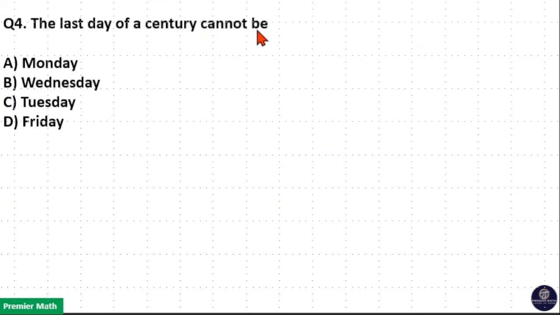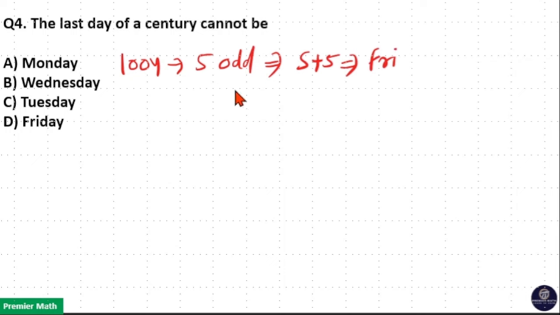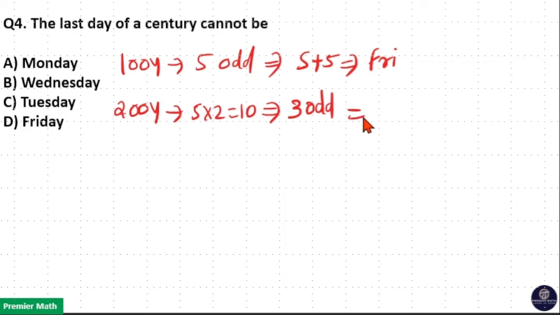Last day of century cannot be every day. Here 100 years contains 5 odd days, which means Sunday plus 5 will give you Friday. So the last day of the first century is Friday. Again, if 100 years contains 5 odd days, 200 years contains 5 into 2, 10. But 10 by 7 will give you remainder 3. So in 200 years there are 3 odd days, which means Sunday plus 3 will give you Wednesday. That is, the last day of the second century is Wednesday.